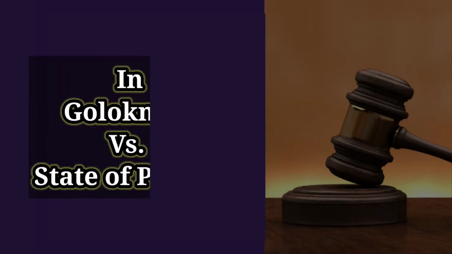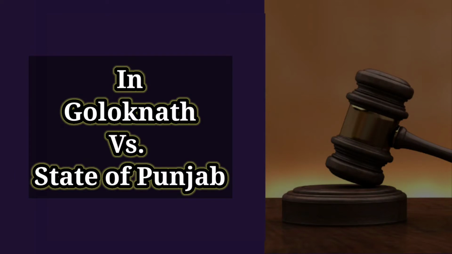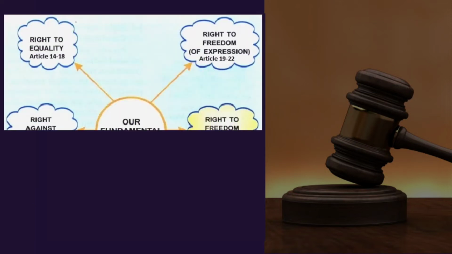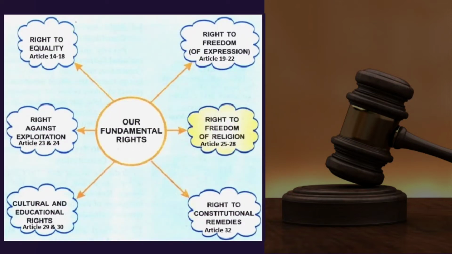Now viewers, in Golaknath versus State of Punjab, AIR 1967, in that particular case, the Honorable Supreme Court classified various kinds of fundamental rights, which are as follows. First, right to equality, Articles 14 to 18. Second, right to freedom, Articles 19 to 22.